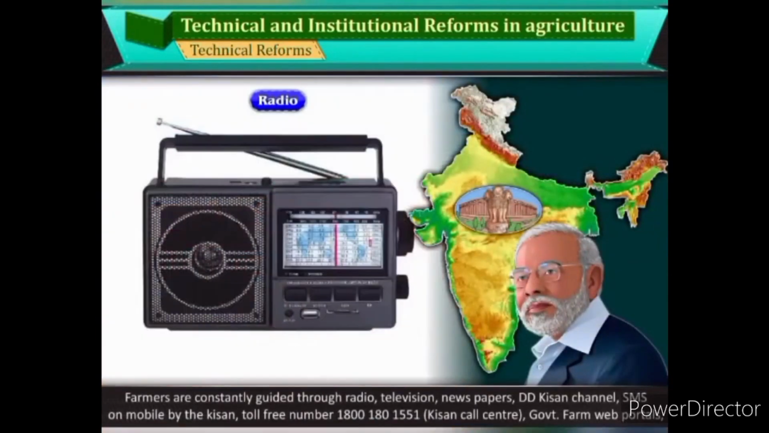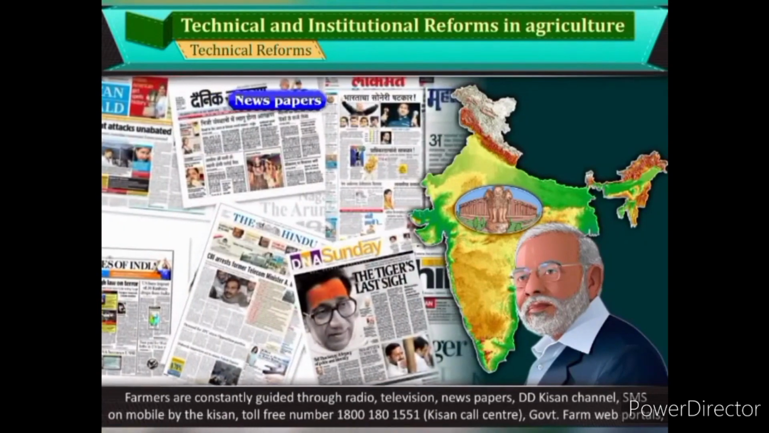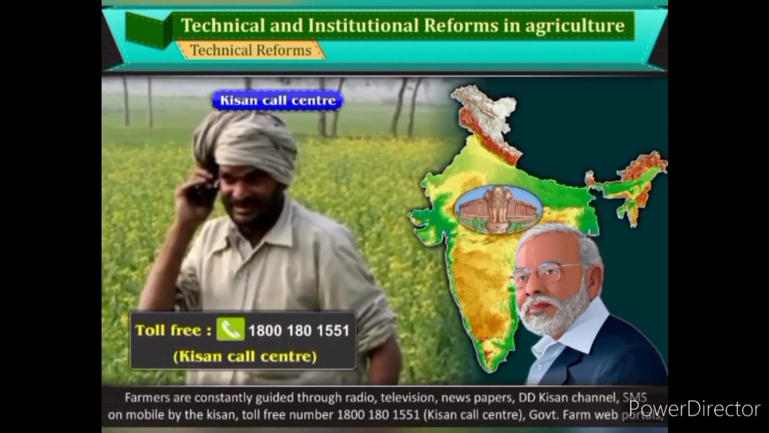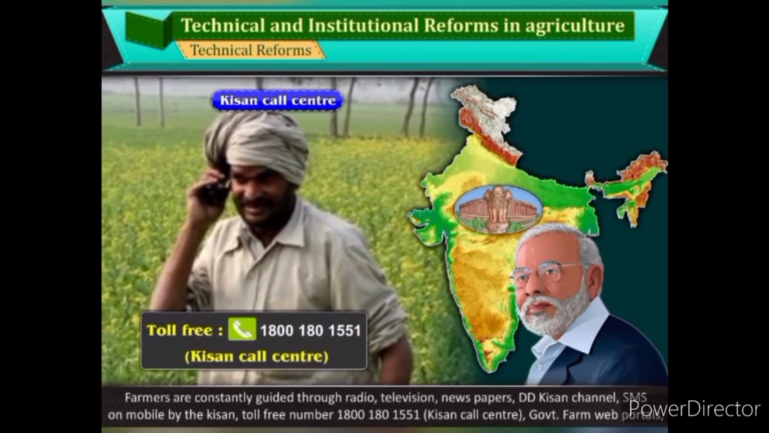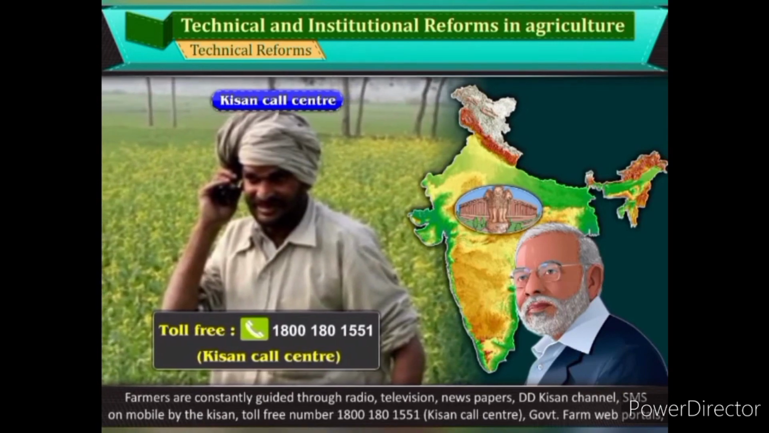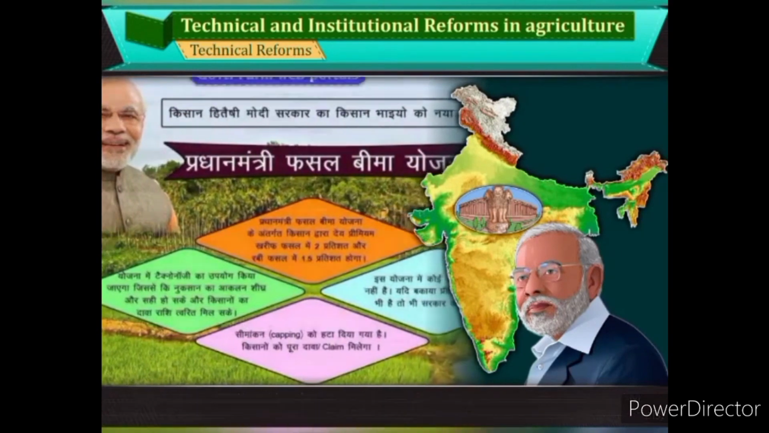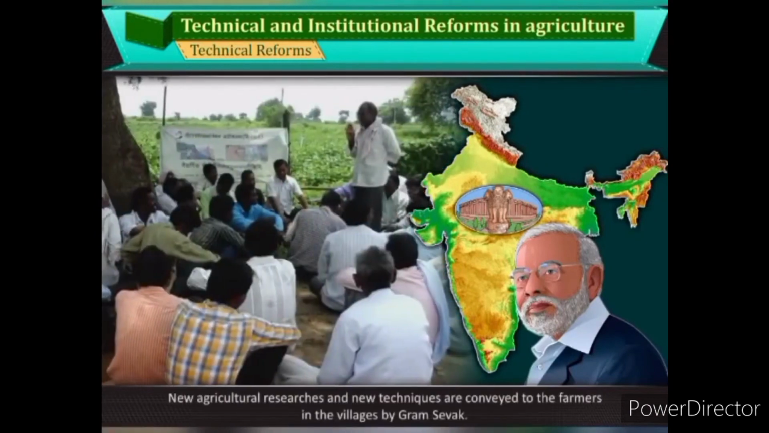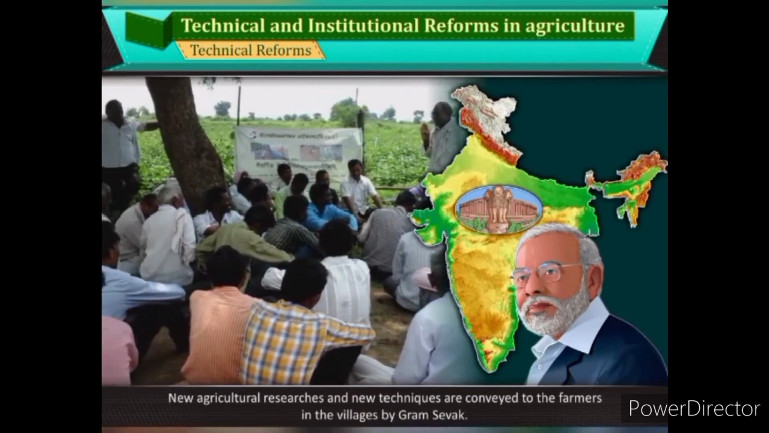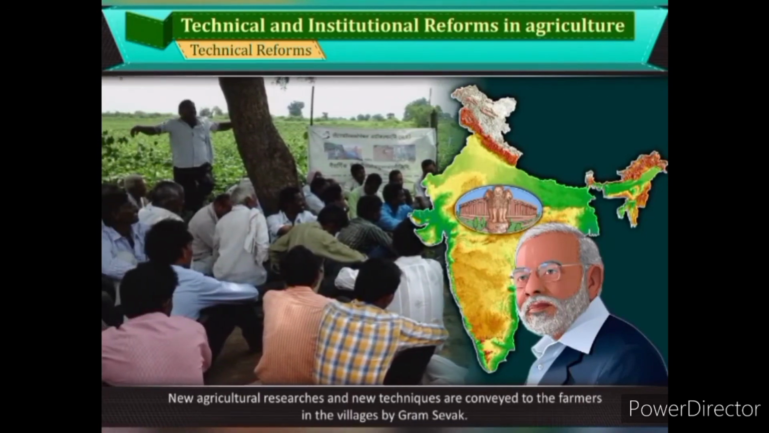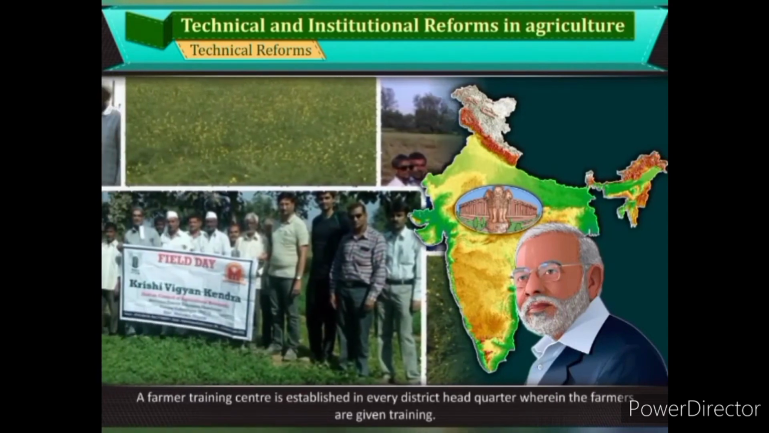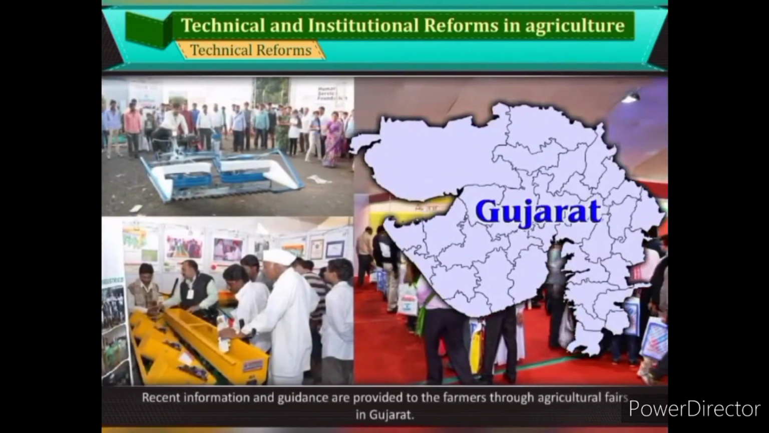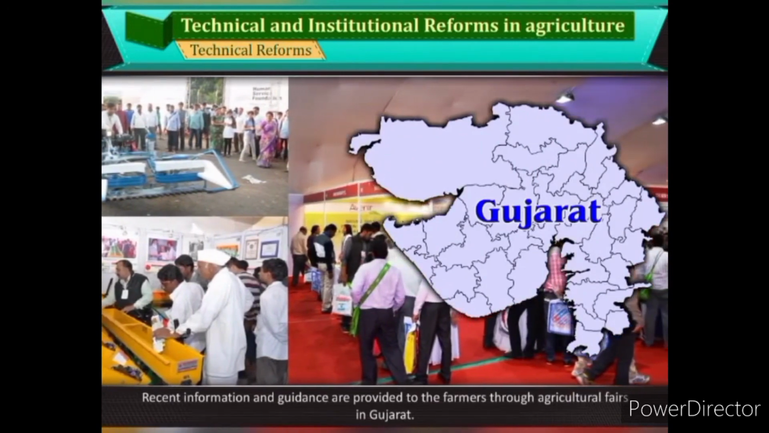Farmers are constantly guided through radio, television, newspapers, DD Kisan channel, SMS on mobile by the Kisan, toll-free number 1800 180 1551 Kisan call center, government farm web portals, iKhedut, and mobile app like Agri Market. New agricultural researches and new techniques are conveyed to the farmers in the villages by Gram Sevak. A farmer training center is established in every district headquarter, wherein the farmers are given training. Recent information and guidance are provided to the farmers through agricultural fairs in Gujarat.